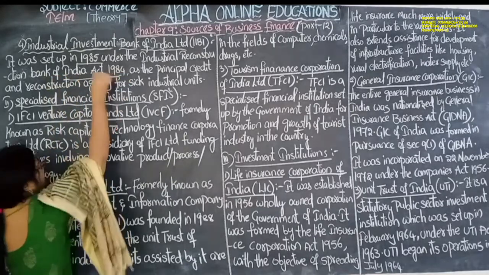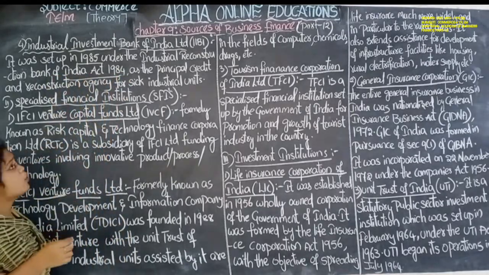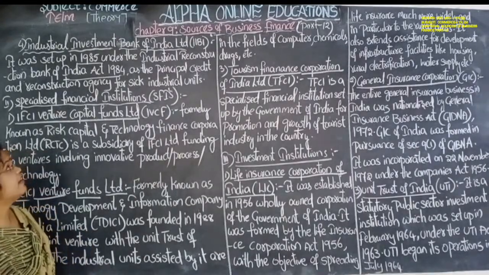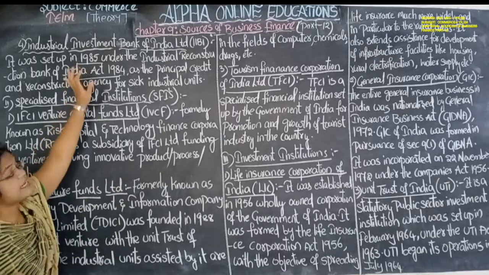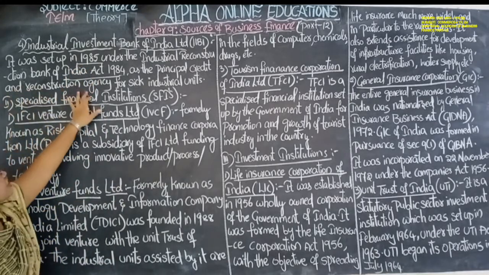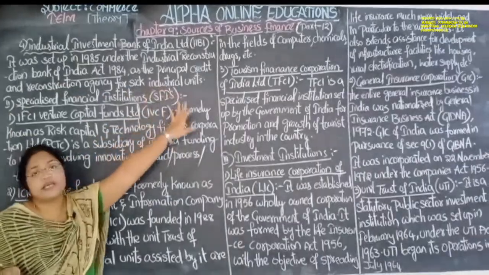According to the Reconstruction Act 1984, it was reconstructed, meaning certain changes were made in it, and it was started in 1985 as the principal credit and reconstruction agency for sick industrial units.